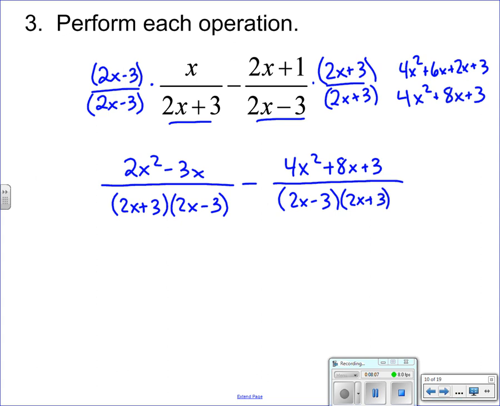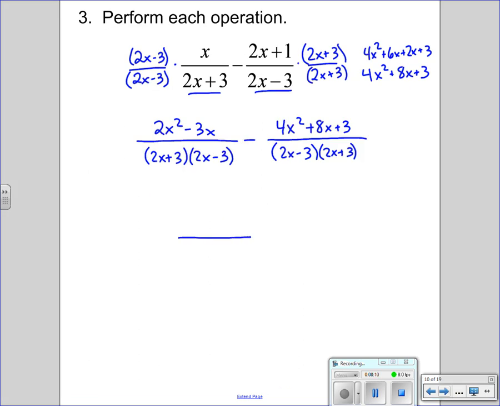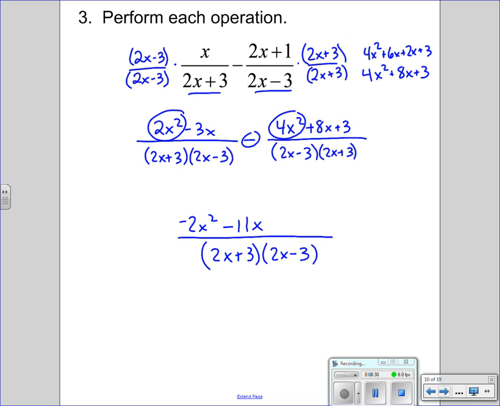So now combining them. I have 2x squared minus 4x squared, negative 2x squared. Negative 3x minus 8x, negative 11x. Be careful of that negative sign. Minus 3. Now, just for fun, let's factor out a negative, and let's see if I could factor this.